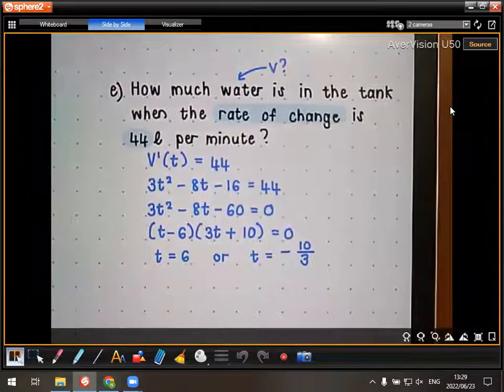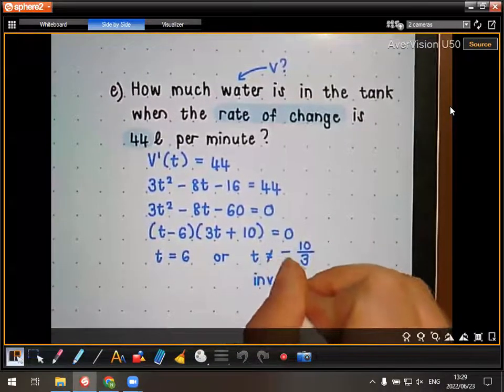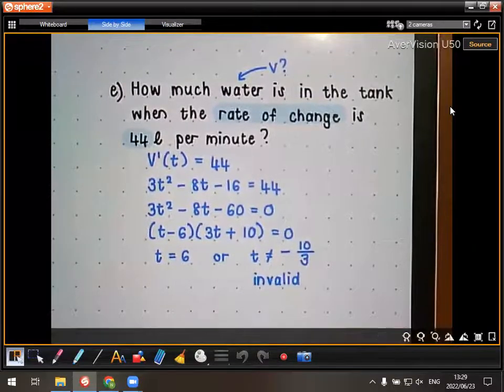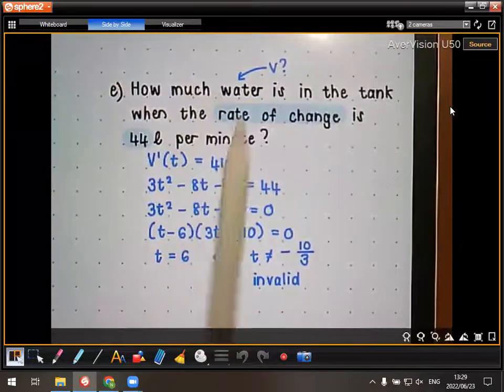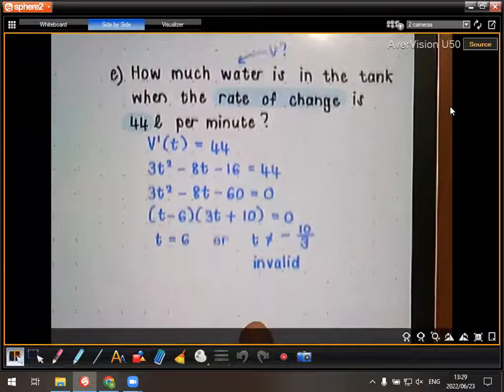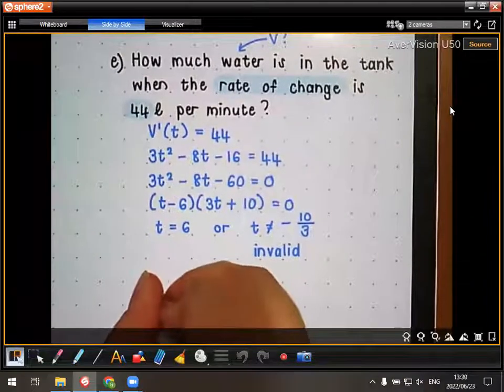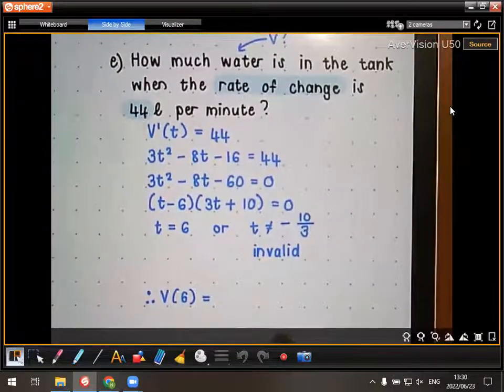No, we can't have negative minutes. So that second answer is invalid. So that means that after 6 minutes, the rate of change is 44 liters per minute. But they're asking us how much water is in the tank at that time. All right. So now we must still go and take our volume formula and sub in 6 for t.